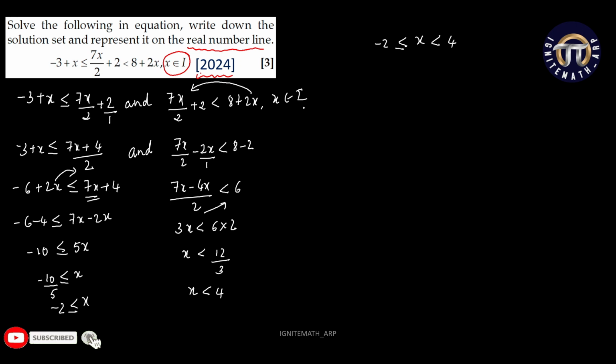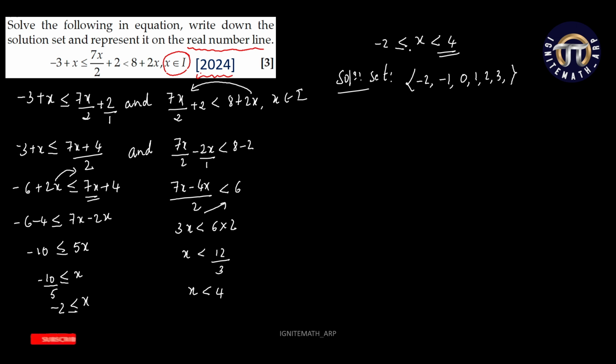Clear, children? So what is the solution set? Since they are telling that the replacement set is the set of integers, the solution set I can write, look at this, as minus 2, minus 1, then 0, 1, 2, 3. 4 won't come because x is smaller than 4.